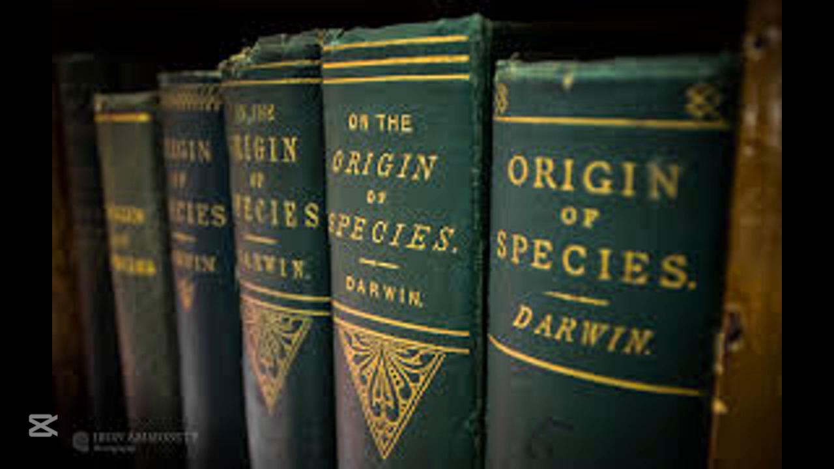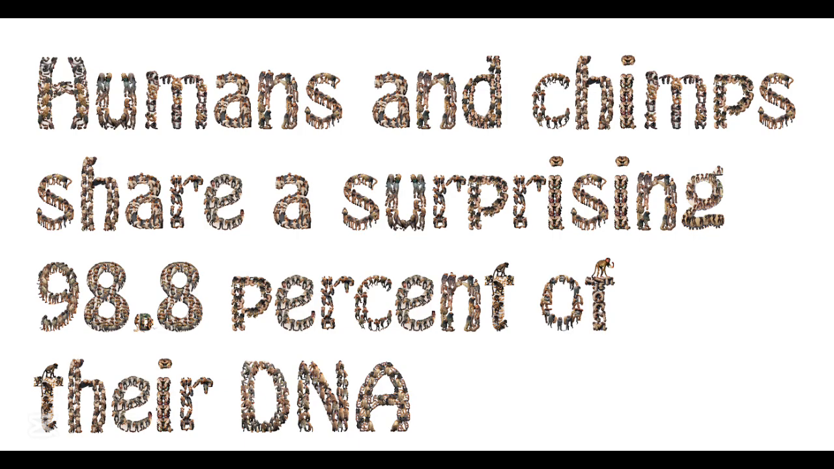Take chimps and humans. We share about 98.8% of our DNA. But that tiny little 1.2% difference accounts for all the traits that make us human. Think about language, complex thought, even our ability to walk upright. And that's crazy. It's really a testament to the power of small genetic variations. They can drive big evolutionary changes.